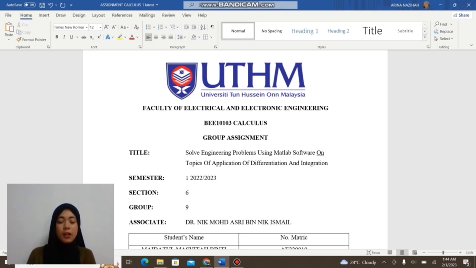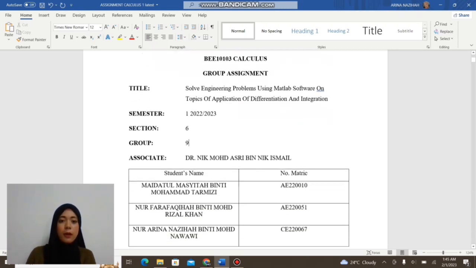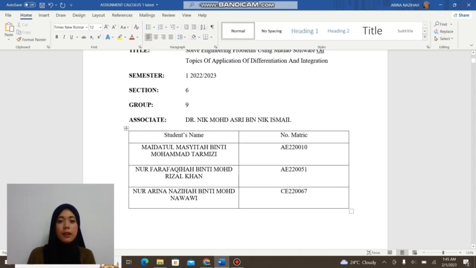I'm from Group 9. Today, I would like to present our assignment titled Solve Engineering Problems Using Matlab Software on the topic of Application of Differentiation and Integration. These are my group mates: Nur Farah Fakiha binti Muhammad Rizal Khan, AE 220051, and Nur Arina Naziha binti Muhammad Nawawi, CE 220067.